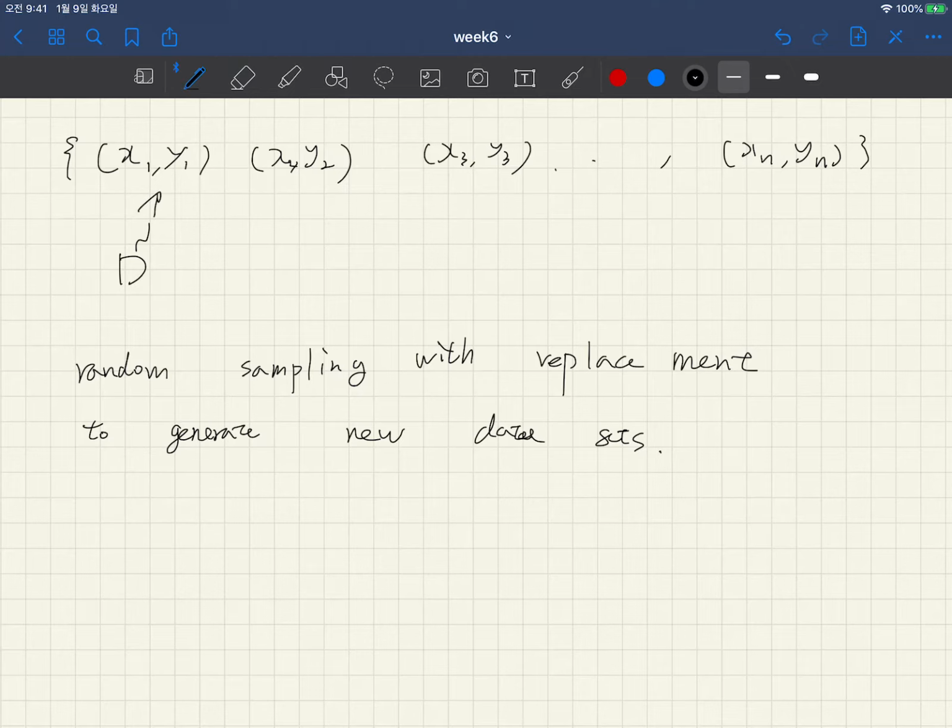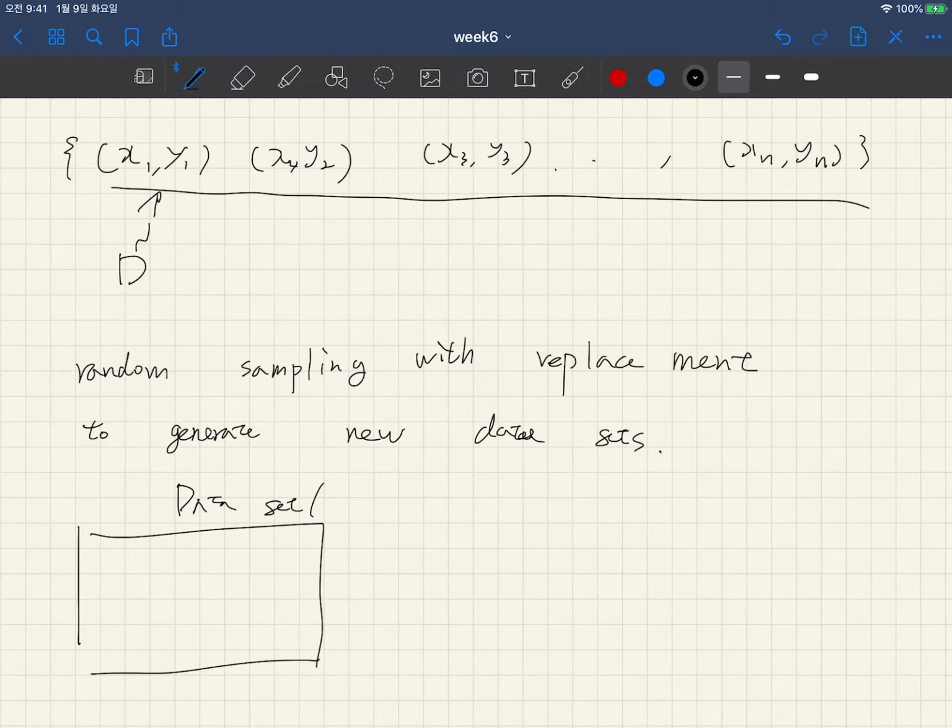So here we have n data points. From these n data points, we can generate a new data set. How do we generate the new data set? Essentially, we randomly select one data point among the n existing data points. Pick one of them. Let's say this is x prime 1, y prime 1, which comes from one of the data points in your training data set.